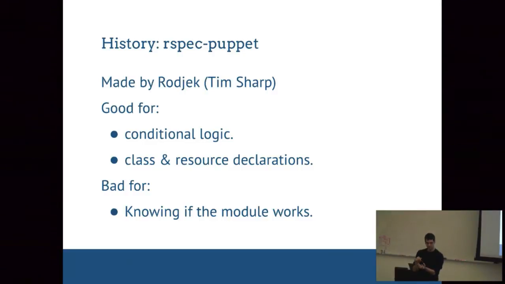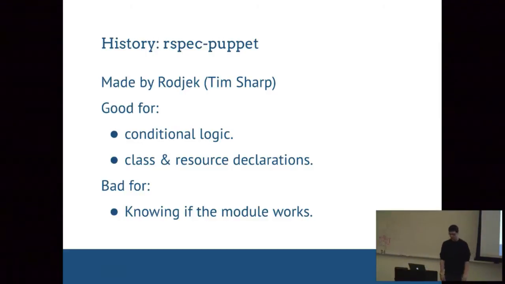Then it takes that catalog and makes assertions. It should have this user, should have this file. The file template content should be this. The exec should have this parameter. The server package, or the Postgres package name should be this. So you make assertions about your catalog.